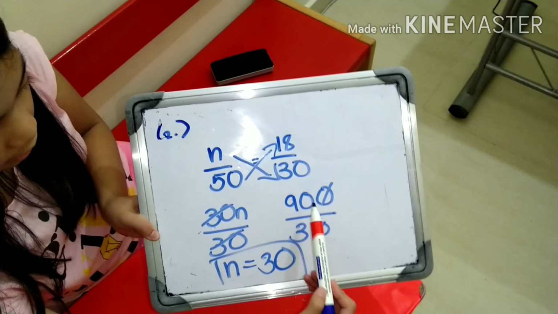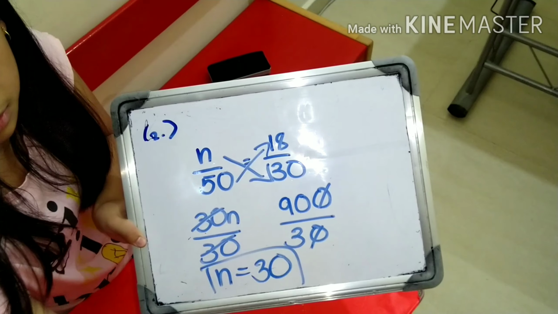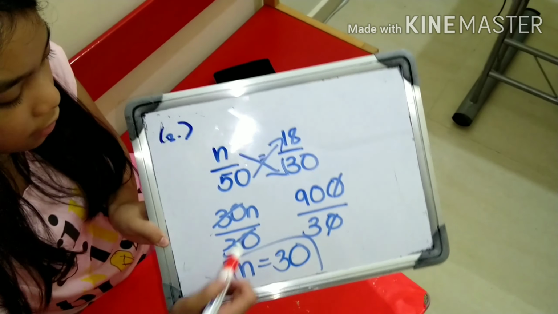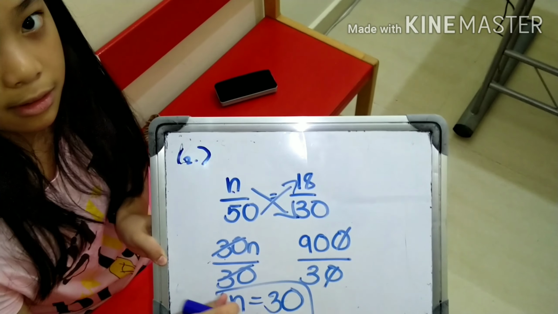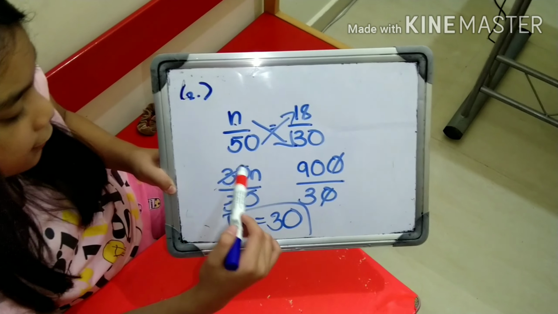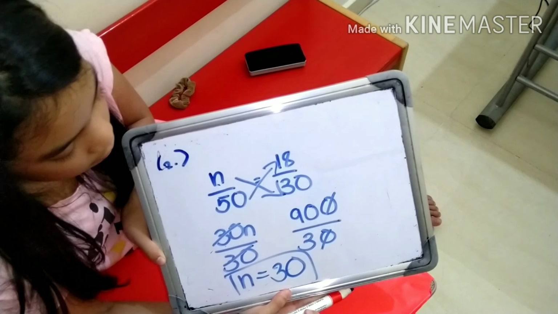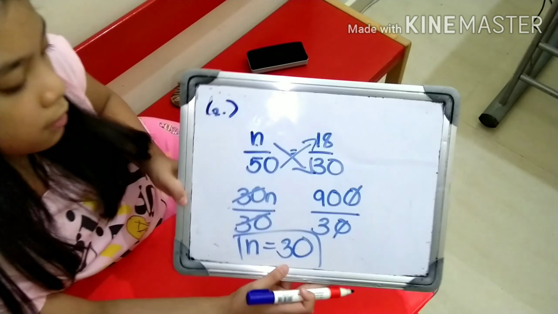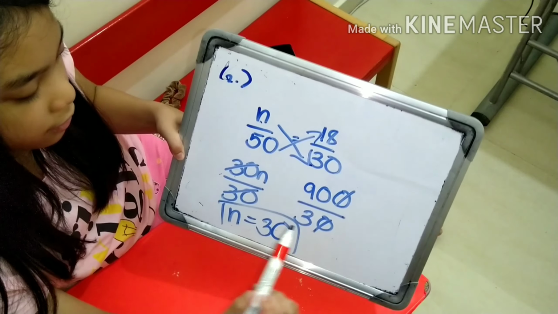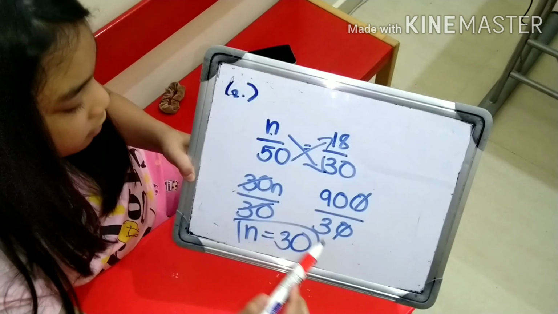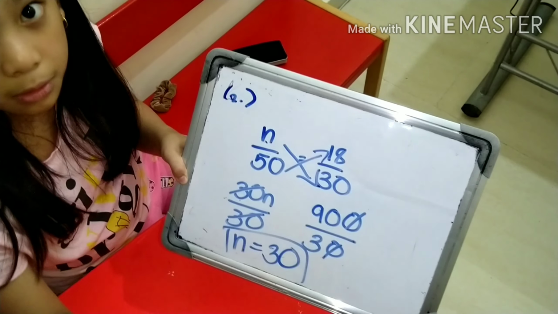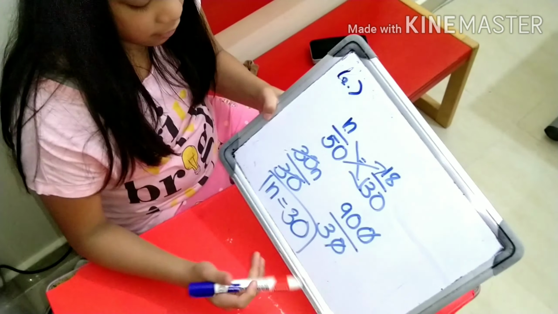Then what happened? I divided 900 by 30. Then I canceled one of the zeros. Okay, where did you get 30 N? I multiplied N by 30. Okay, N times 30 equals 30 N. Okay, 30 N, correct. And then? Then 18 times 50 is 900. So you cancel 30, so we have N. Then how about 900 divided by 30? 900 divided by 30 or 9 divided by 3 is 3. Okay. Then add 0. So what is the value of N? 30. Okay, so 30. Very good.